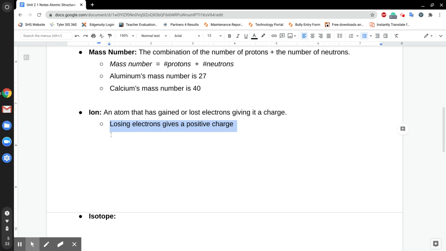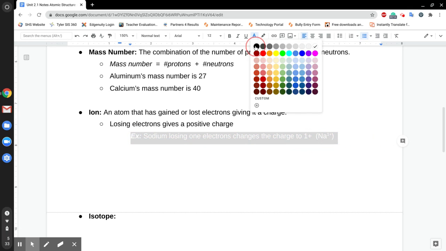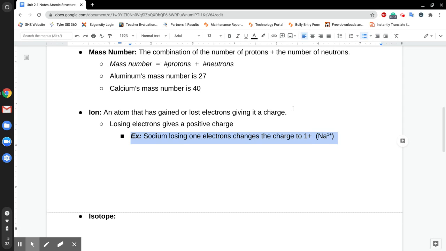So think of it this way: losing electrons gives a positive charge. Okay. And this is how we write them. So let's say sodium is losing or lost one electron. That changes the charge to a positive 1. Okay. Now we got to stop and talk about this, because this is part of your worksheet, part of the activity.